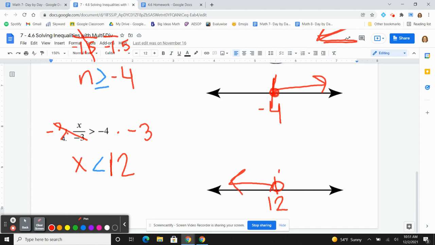What I have to do is basically do all the things and then just switch the sign at the end. And you only have to switch the sign if you're multiplying or dividing by a negative. So not all the time. Yeah. Okay. As long as you realize that.